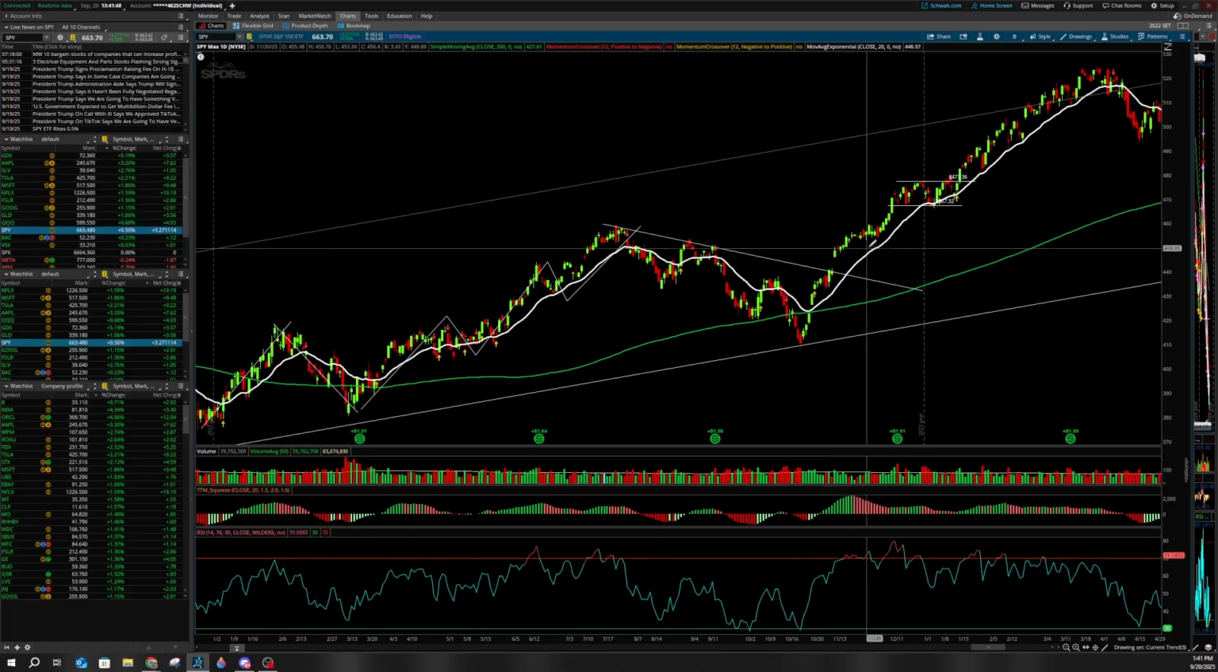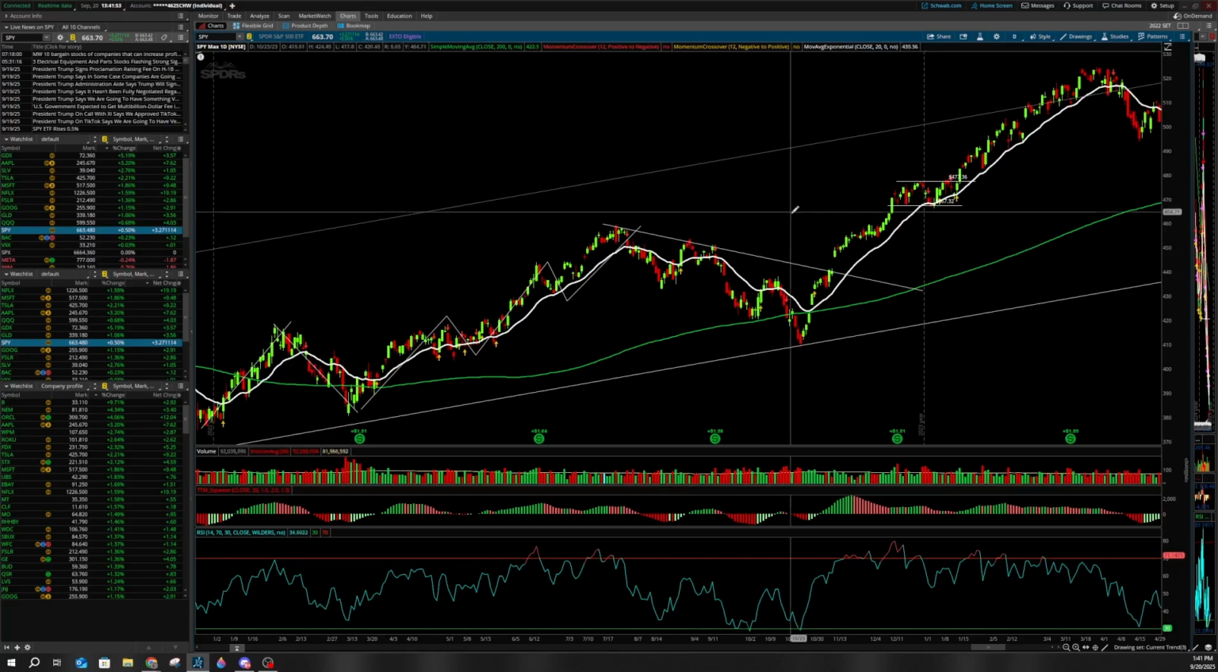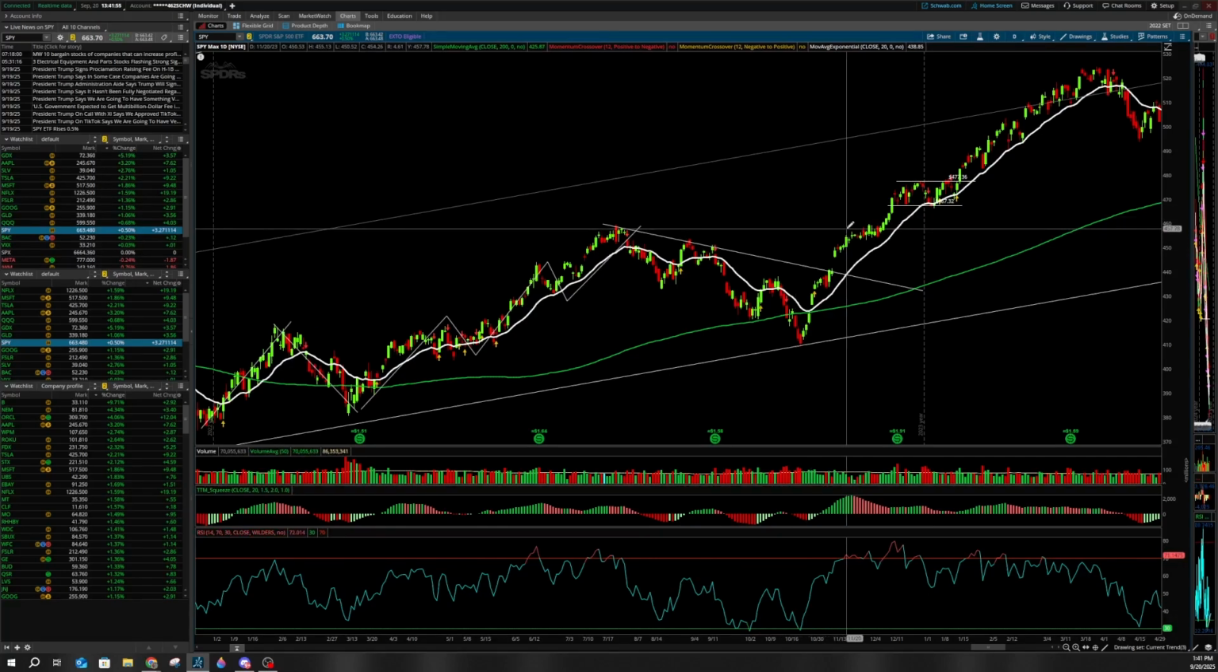So that really shouldn't be your profit target. Your profit targets are likely going to be right here. This is your first profit target at that level of resistance. Second profit target at the high of that level of resistance.